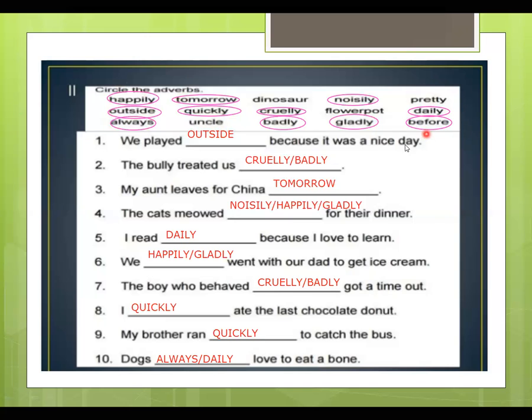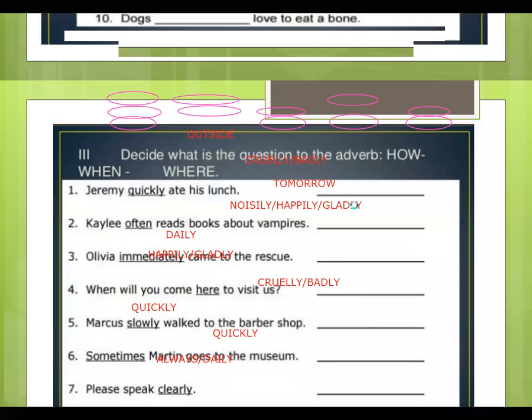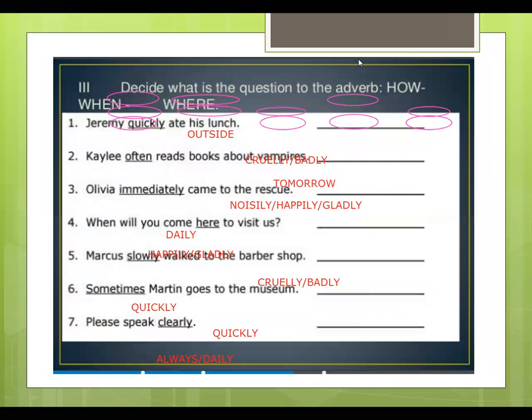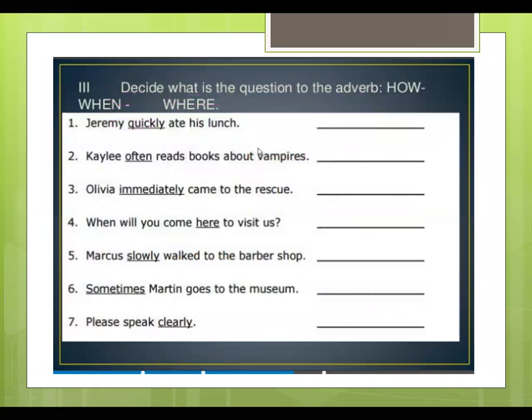See kids, so quickly we've been able to cover both the parts of this exercise. Now let's move on to the second exercise, which is to decide what is the question to the underlined adverb. Again, kids, you can pause the video for 10 seconds and quickly answer these 7 sentences.